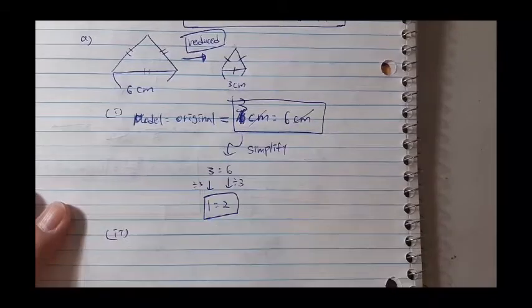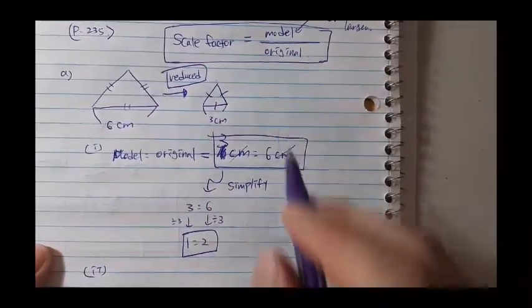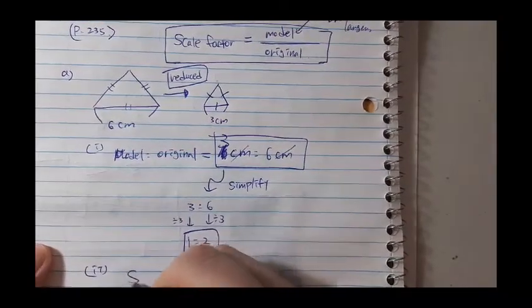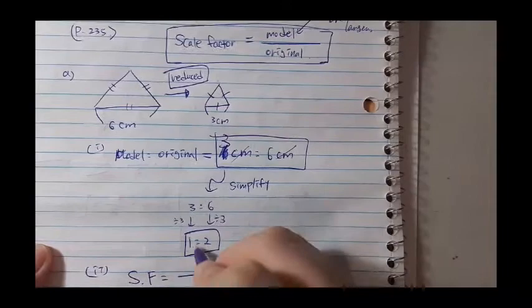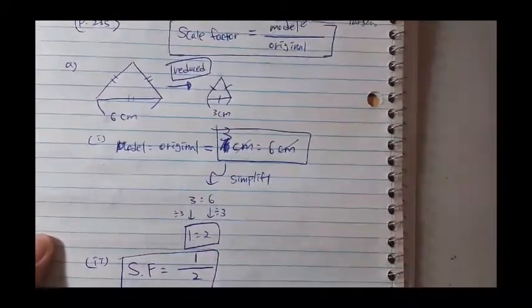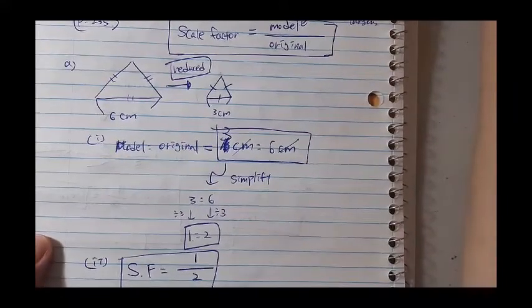And the next step is we're basically substituting this into scale factor. My 3 centimeter part is now reduced to 1, so my scale factor is equal to model, which is 1, over original, which is 2. So my scale factor is in fact 1 over 2, basically. That's what I want to point out.